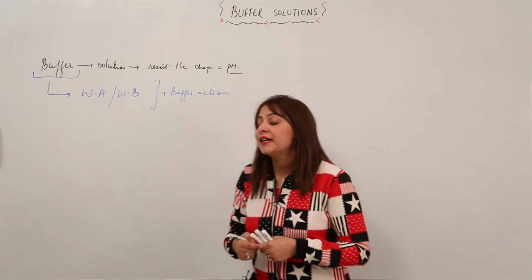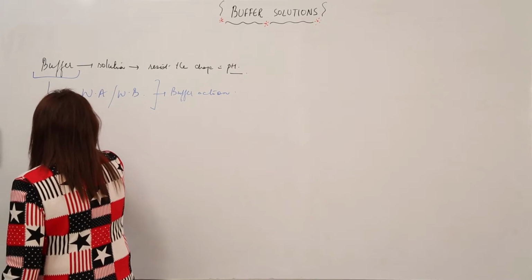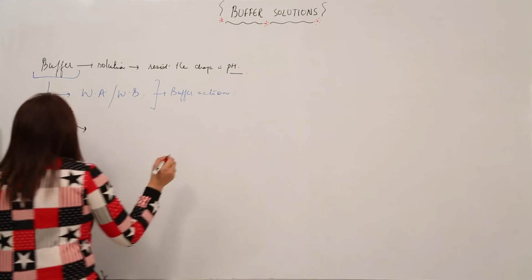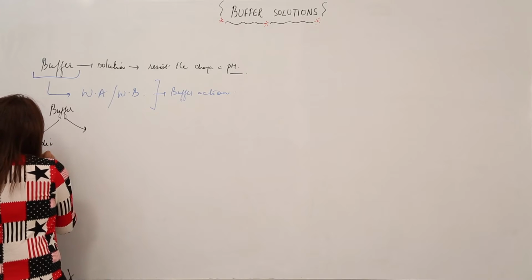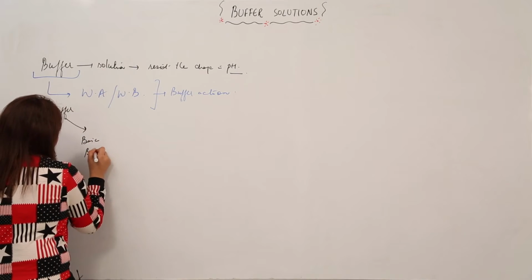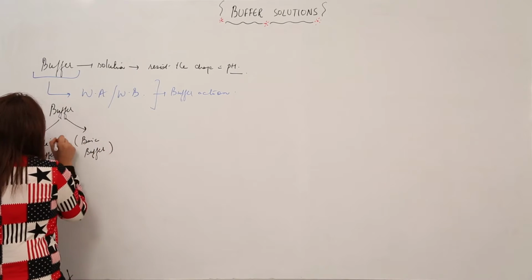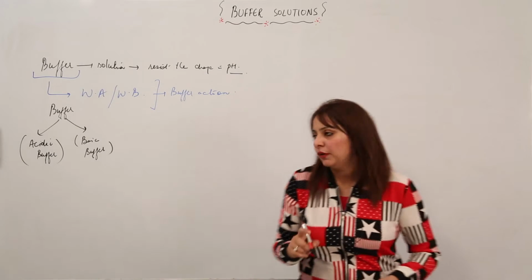Before we do that, I want to tell you that buffer solution is of two types. Please write in your copies that buffer solution is of two types: the acidic buffer and the basic buffer. So we have two kinds of buffer solution, one is acidic buffer and the other is basic buffer.